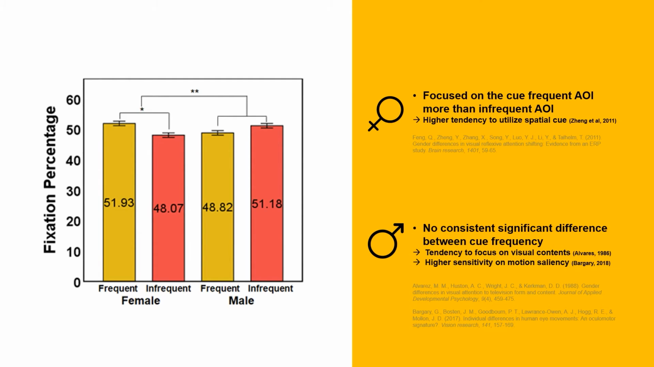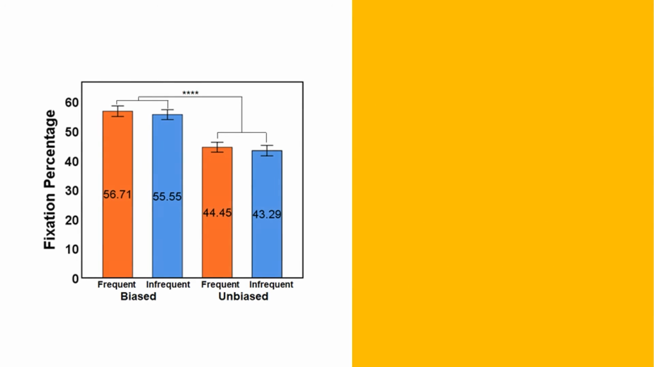The cue effect in Block 1 showed a significant interaction effect with gender, and post-hoc analysis revealed that the female participants had a tendency to fixate on the frequent side, while the male participants did not. This could be due to gender differences in attention and gaze behaviors. Another factor that could have contributed to the lack of overall cue effect is individual gaze orientation bias.